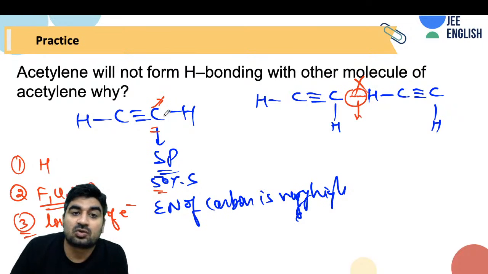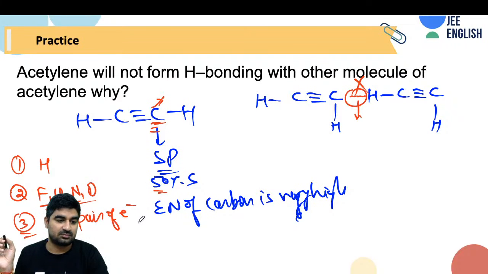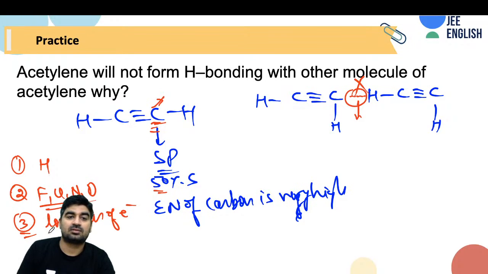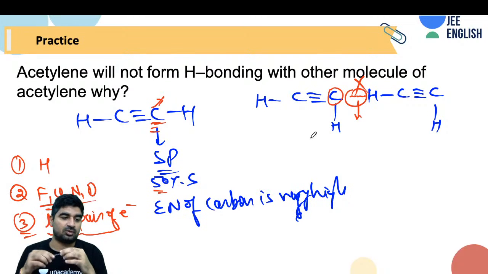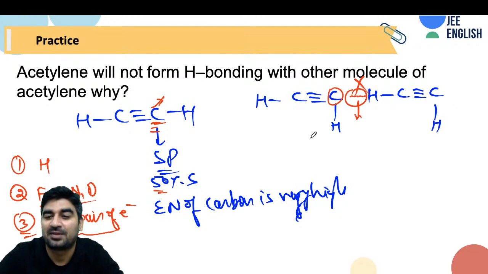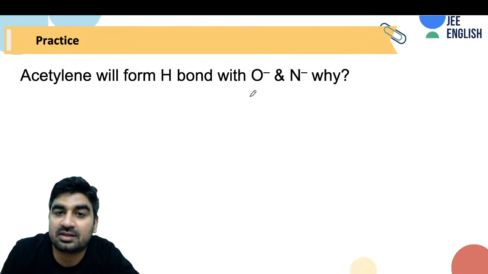In this case, this carbon is having no lone pair of electrons. Got it? So this carbon has no lone pair of electrons. That's why it cannot form a hydrogen bond. Any doubt? Please let me know now. No doubt? Okay. So acetylene will form a hydrogen bond with O minus and N minus.